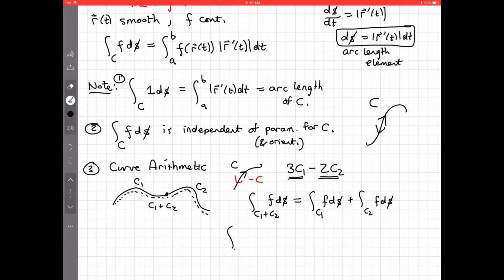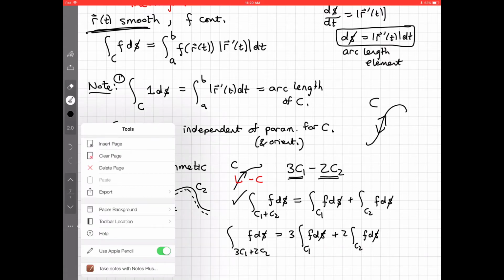More generally, you could write down things like this, right? If we took the line integral along 3C1 plus 2C2, it's the same thing as 3 times the line integral along C1 plus 2 times the line integral along C2. Okay, so just a little note about curve arithmetic. And so, in particular, if you come back up, we were assuming that we had a smooth curve. If instead we have a piecewise smooth curve, well, we could just integrate along every smooth piece and add up the results. And so now we know how to deal with piecewise smooth curves.